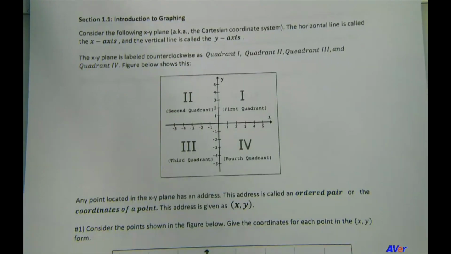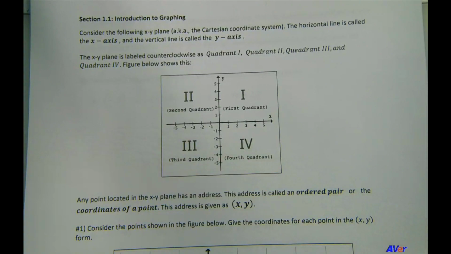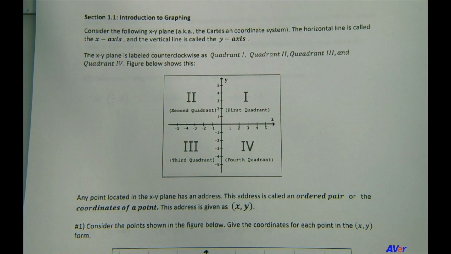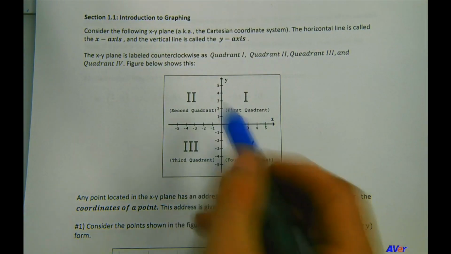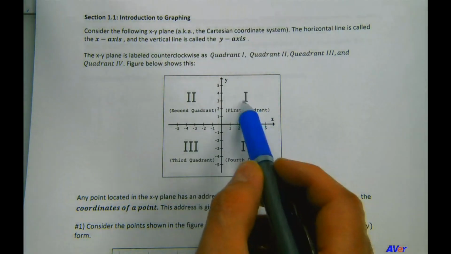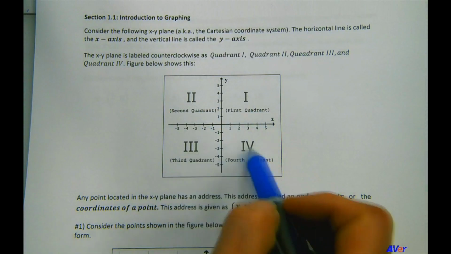The Cartesian coordinate system, otherwise known as the XY plane, and you see a graph of it here, is broken up into 4 major quadrants. And we label these quadrants in a counterclockwise direction. So first quadrant, second quadrant, third quadrant, and fourth quadrant.